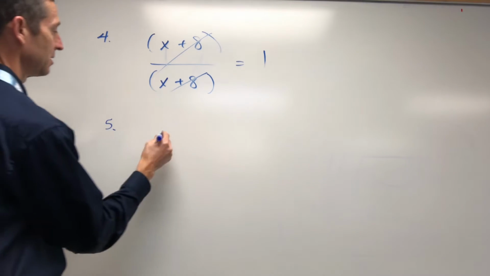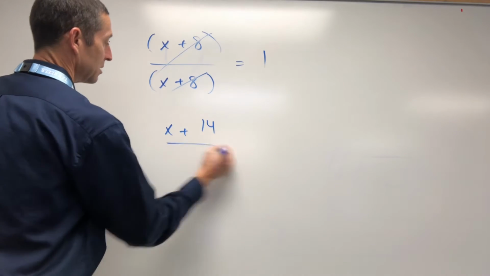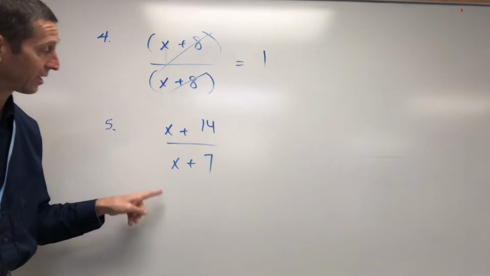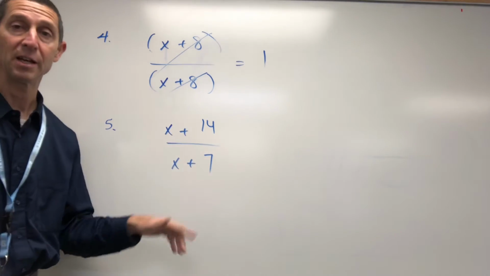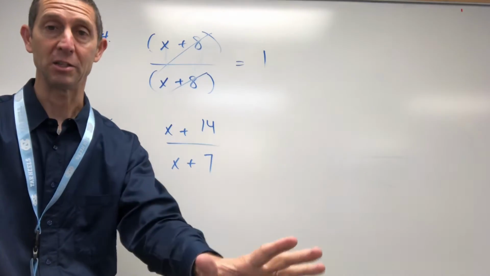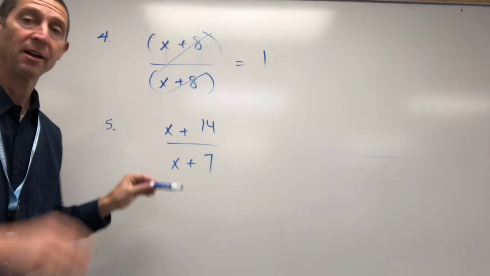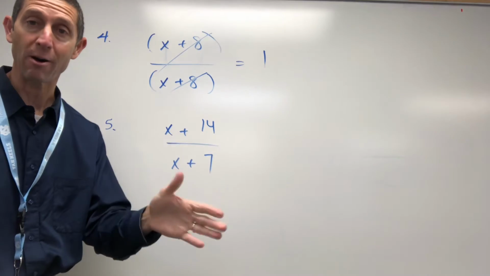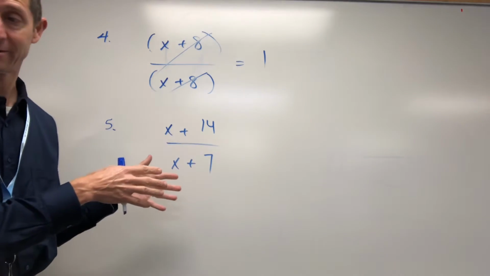Sometimes you'll get something like x plus 14 over x plus 7, and you're really tempted to try to cancel the x's, or 14 divided by 7, but you cannot touch this one. This and that, not exactly the same. Don't touch this. You've got to walk away. Don't do anything with that.